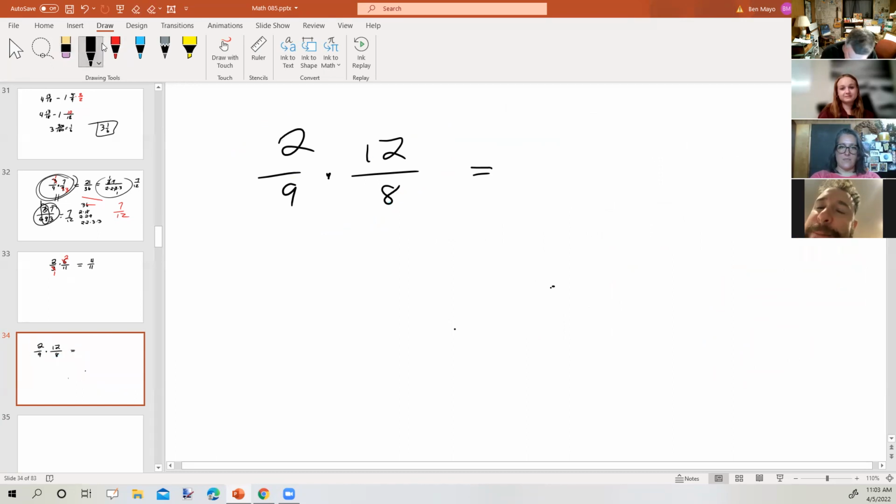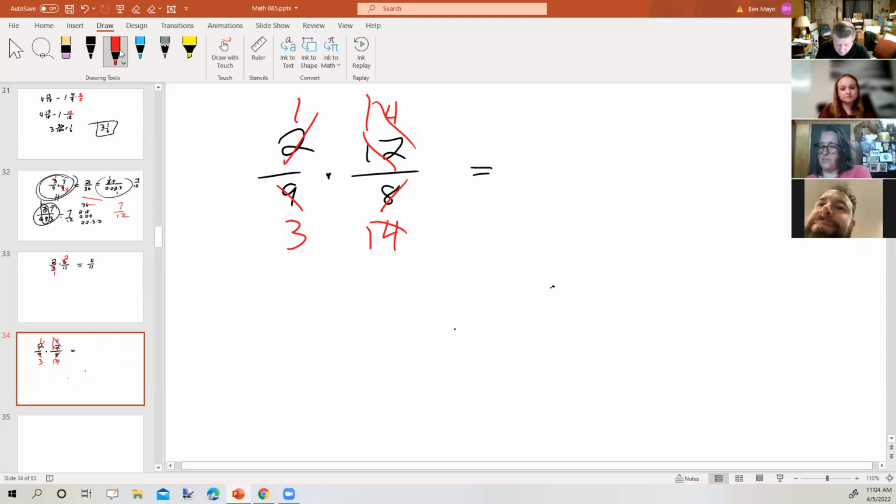And I can say, oh, 2 over 8 is 1 over 4, taking a 2 out of both. 12 over 9 is 4 over 3, taking a 3 out of both. With me? 4 over 4 is 1 over 1, taking a 4 out of both. 1/3 done. Are you convinced? I'm convinced. How about the rest of you?